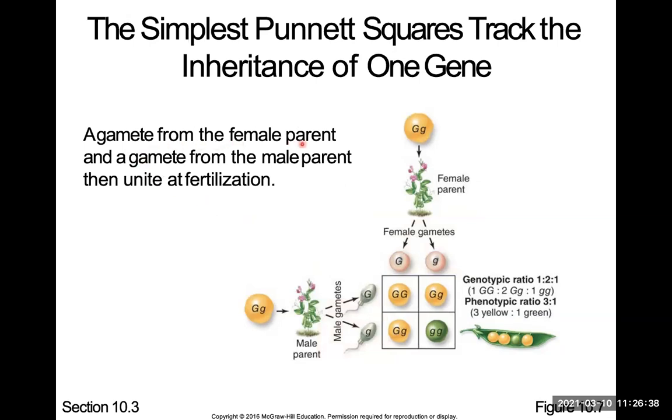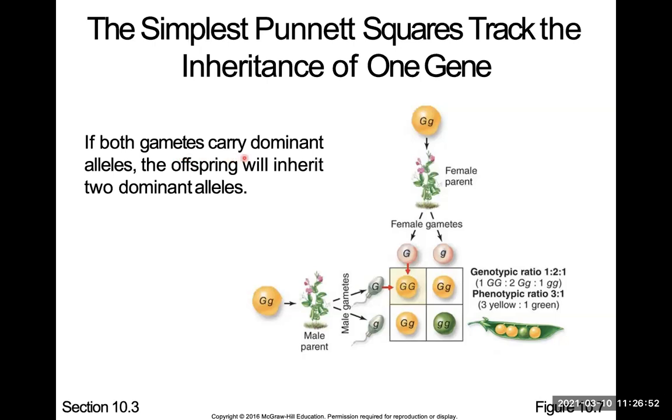A gamete from the female parent and a gamete from the male parent unite at fertilization, and then you have a zygote, and then it goes through mitosis. But meiosis is referring to these gametes. If both gametes carry the dominant allele, then the offspring will have 2 dominant alleles. So when independent assortment happens, a sperm that has a big G gets picked, and a female egg that also has a big G gets picked randomly, then this is what the offspring is going to have.